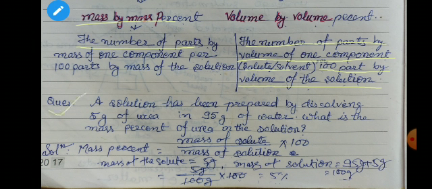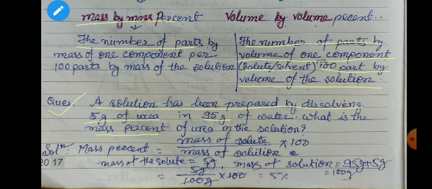First example, see the question. From this question we will understand how we can calculate the concentration of a solution. The question is: a solution has been prepared by dissolving 5 gram of urea in 95 gram of water. What is the mass percent of urea in solution?